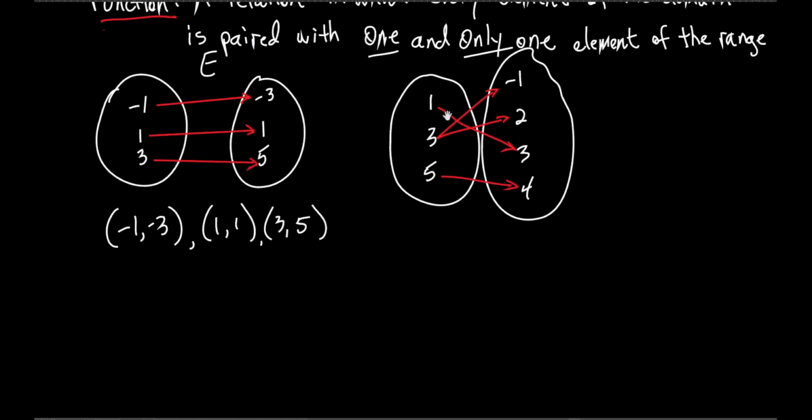Again, I could have written this as an ordered pair. So if I was to write this whole situation as ordered pairs, what would I write? 1 goes with what? 3. All right, and what's another one?